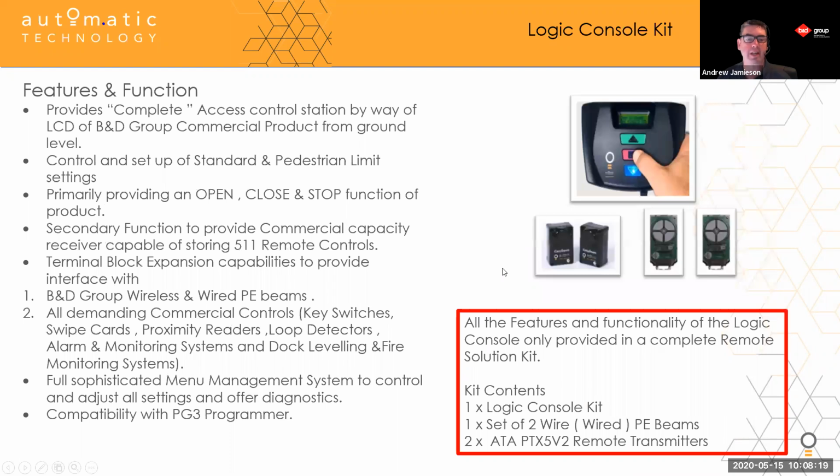The Logic Console Kit is bringing to light all of those things that I've just talked about, as well as the 24-hour time clock built in, as well as things like pedestrian access, so lifting the shutter just a small degree because we can micromanage the limits. And then the PG3 programmer, so everything's the same because it's the same logic, and then we're just throwing in that set of photo beams and 2 transmitters to provide that full access kit.